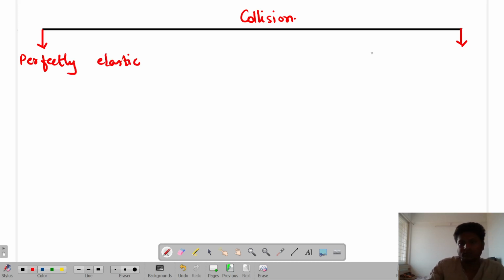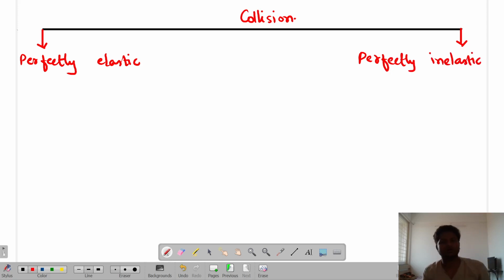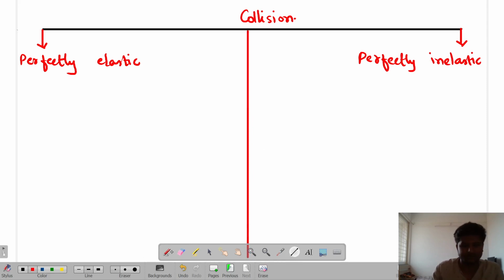Yeah. This is called as perfectly inelastic. And the last one is called as inelastic. But first we will talk about perfectly elastic and perfectly inelastic. Are you able to get me or not? Let us just have a talk.